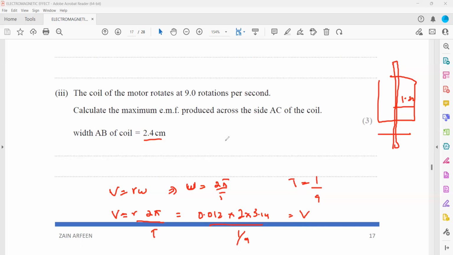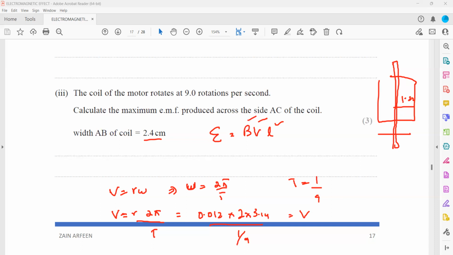Because the formula for EMF is equal to B, V and L, where L is the length, B is the strength of magnetic field, and V is the speed at which it is moving. So first we work out the speed. The length is already given to us. But don't forget to multiply its length.